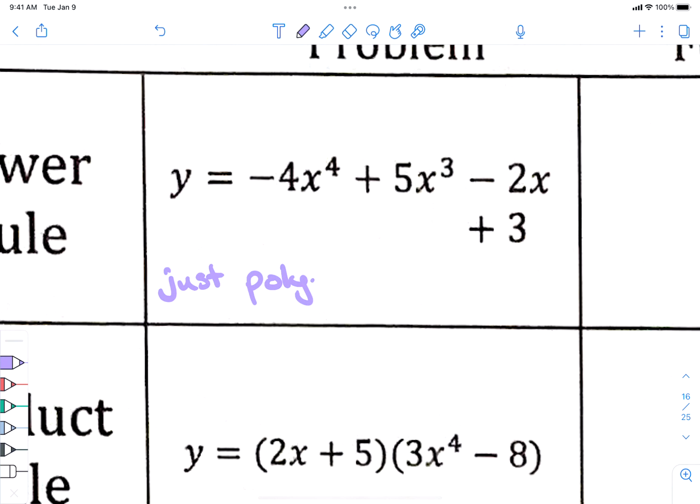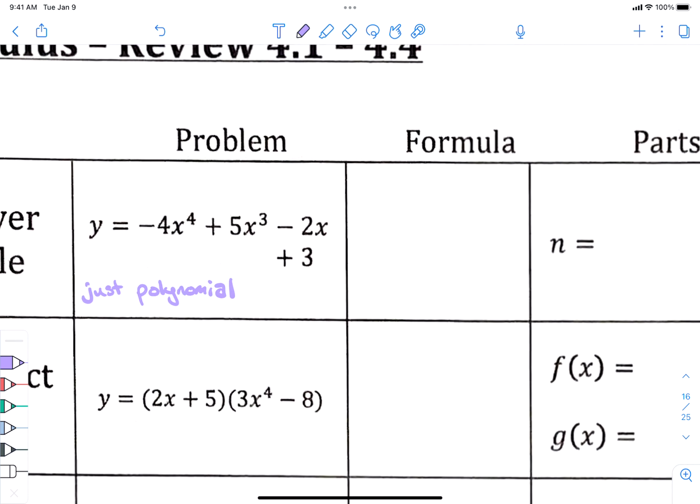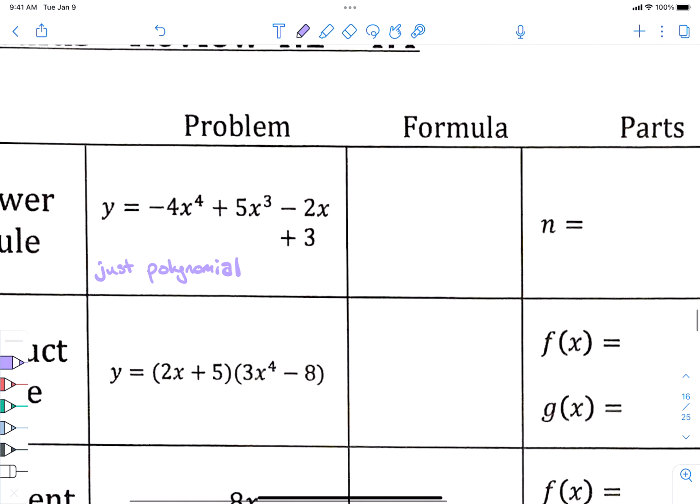This is just a polynomial, a 4th power function all the way across. We're just using the power rule, okay? There really is a formula. The formula is if we have x to the nth power, the derivative of that is going to become n times x to the n minus 1. That's the rule, right? We know that.